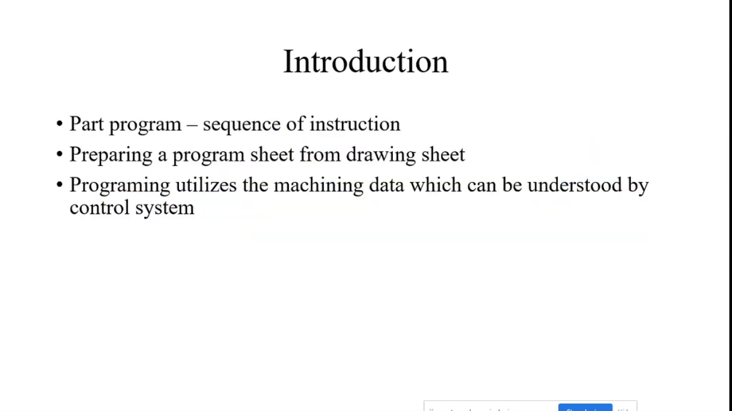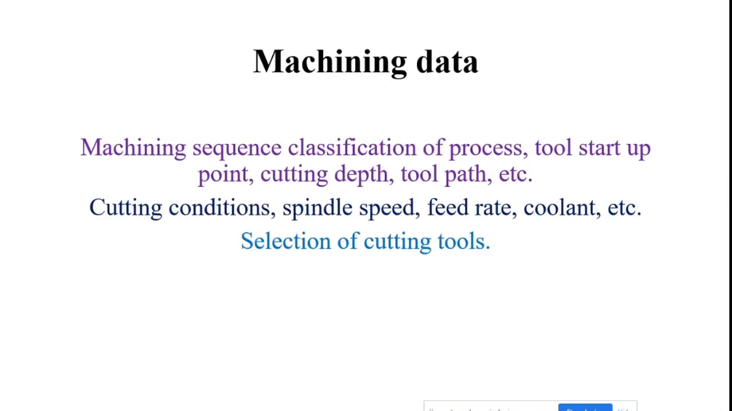According to the previous slide, a part program is the sequence of instructions which can be written from the drawing sheet information. The drawing sheet gives information such as the machining data required to operate the machine, and the machine can understand what machining data is available in your program. Likewise, the machining operation is started with the computer numerical control.